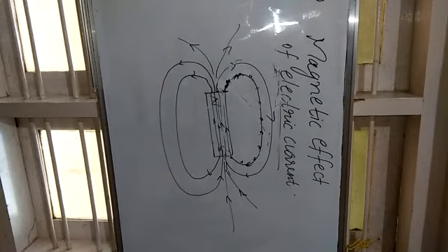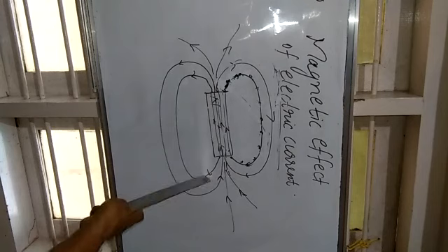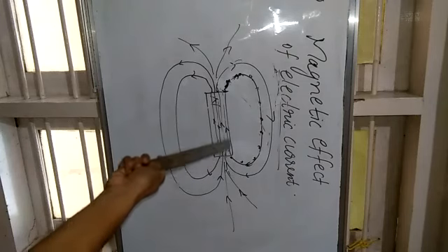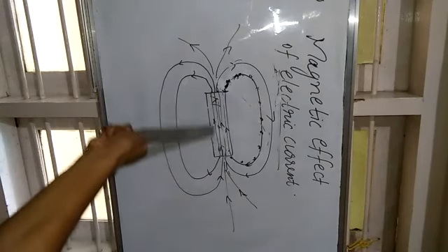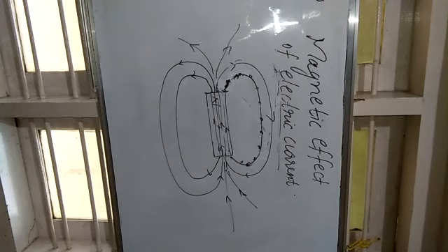Once again I will explain the properties. One, they are closed curves. Outside the magnet, the field lines are directed from north pole to south pole, and inside the magnet, they are directed from south pole to north pole. The magnetic field lines are closer at the poles, and hence the strength of the magnetic field is greater at the poles. Inside the magnet, the field lines are straight lines parallel to each other. That shows the strength of the magnetic field inside the magnet is uniform. So these are the properties of magnetic field lines.